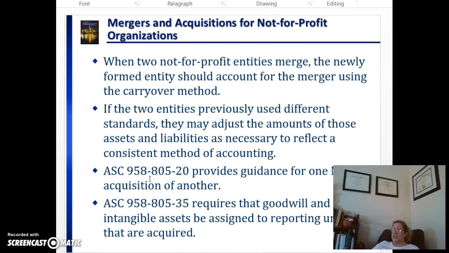When two not-for-profit entities merge, the newly formed entity should account for the merger using the carryover method. If the two entities previously used different standards, they may adjust the amounts of those assets and liabilities as necessary to reflect a consistent method of accounting. ASC 958-805-20 provides guidance for an NFP's acquisition of another, and ASC 958-805-35 requires that goodwill and other intangible assets be assigned to the reporting units that are acquired.